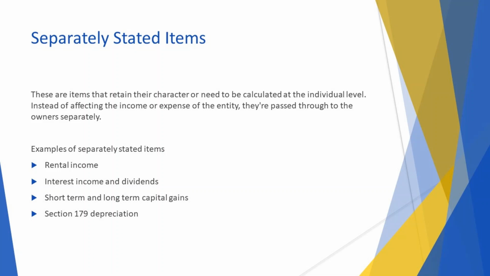Why are separately stated items important? They are going to affect our income tax return. They appear on Schedule K, which is our starting point for reconciling Schedule M1.